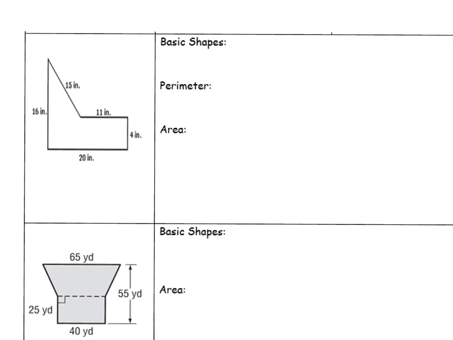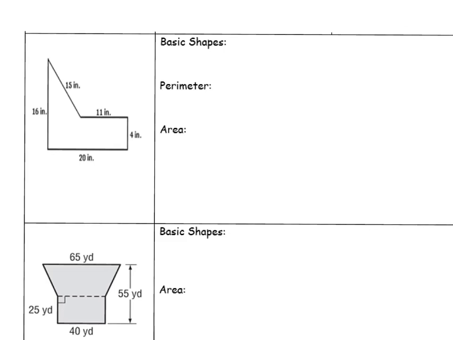Alright, as we jump into our first example, notice this is kind of a funky shape. We don't really have a specific name for it. It's a polygon with 5 sides. But we want to look and see what kind of basic shapes. What are our shapes that we already know or that we've talked about? What is it made up of?